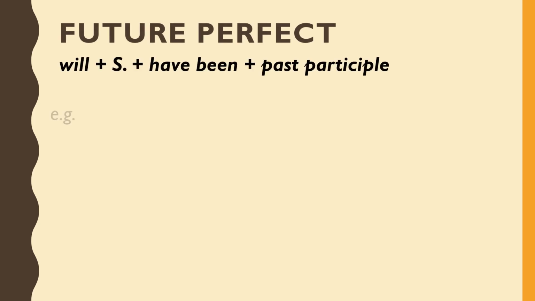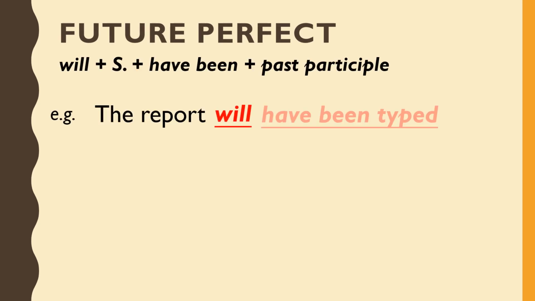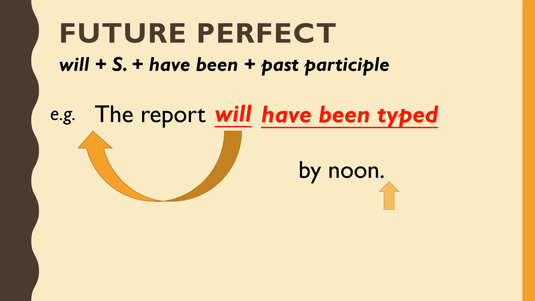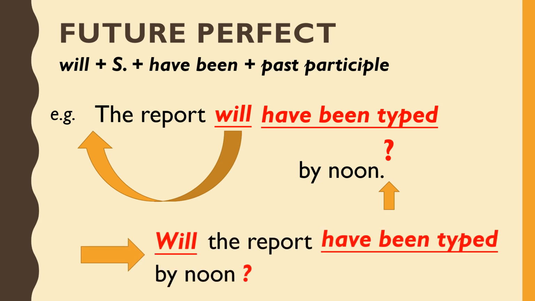The last one, future perfect tense. The passive sentence is, the report will have been typed by noon. Then again, we put the auxiliary verb to the front. Then the passive question will be, will the report have been typed by noon?